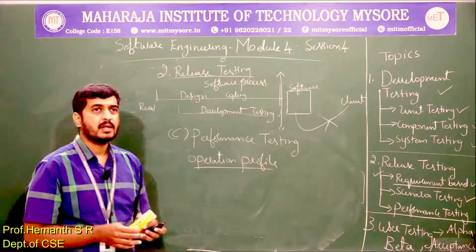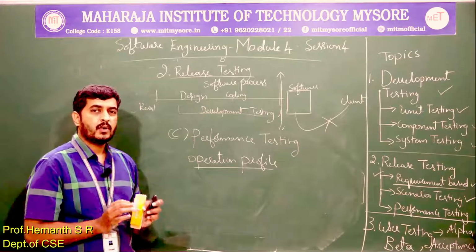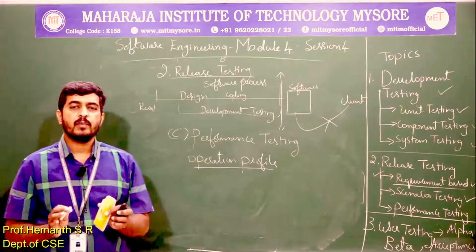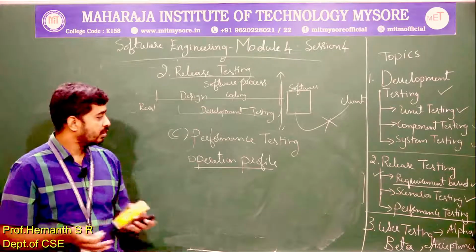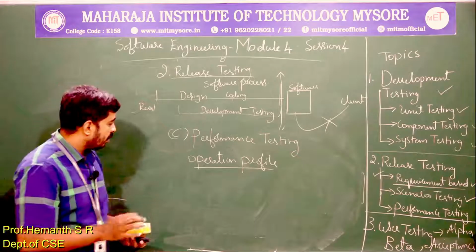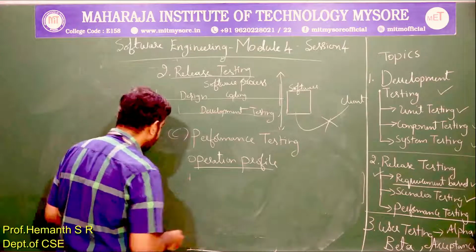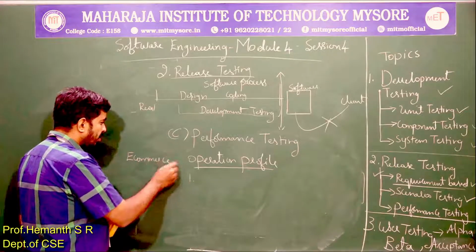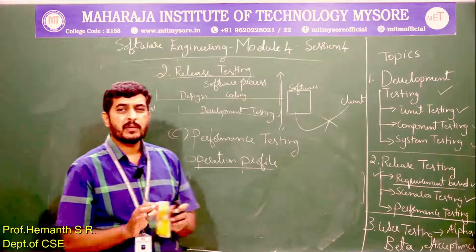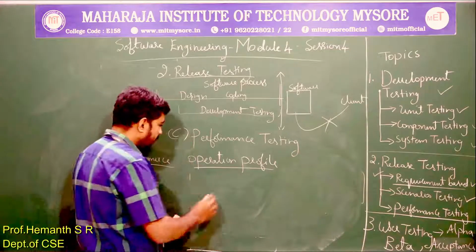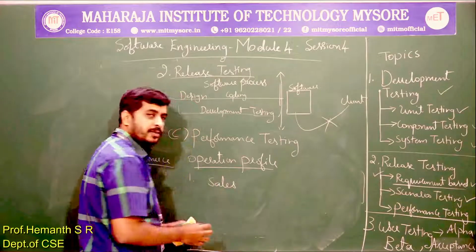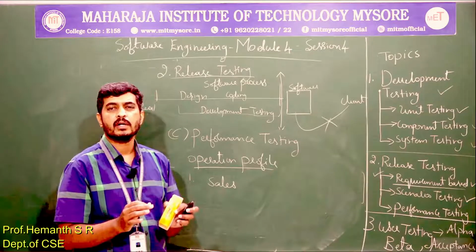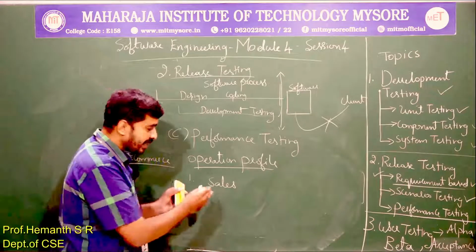Now what is the operation profile? In an operation profile, the tester in the release testing team will build a profile of a software in terms of functionality. I'll give you a typical example. Consider our software was an e-commerce software. Now what are the different typical functionalities? Maybe sales: the customer is able to log into the e-commerce platform, book a product, and order. So we will consider it as sales.